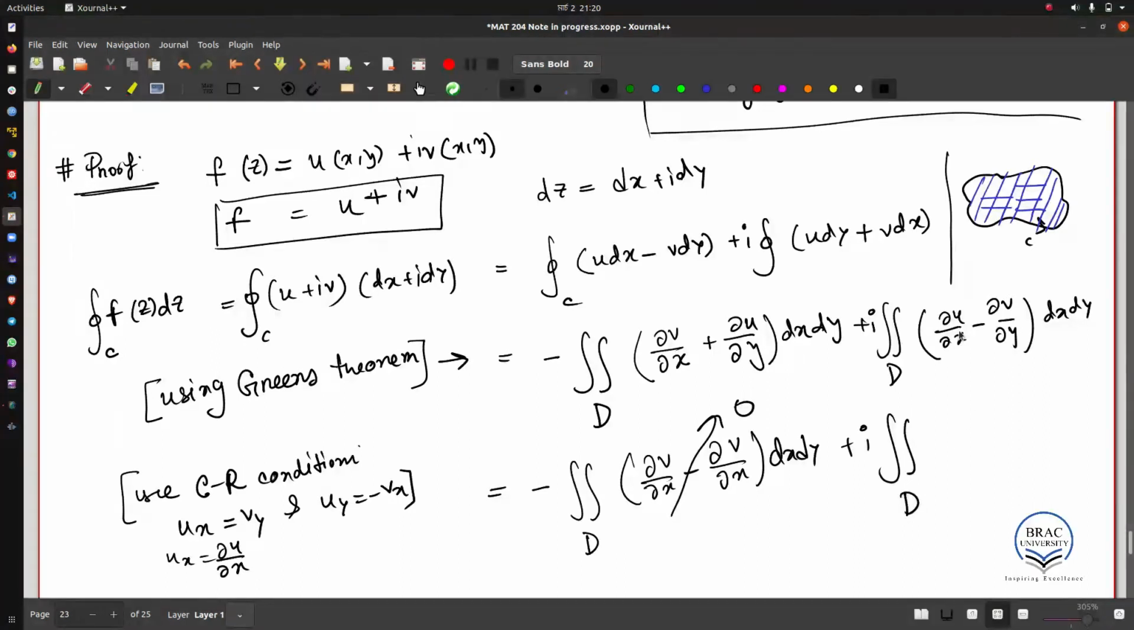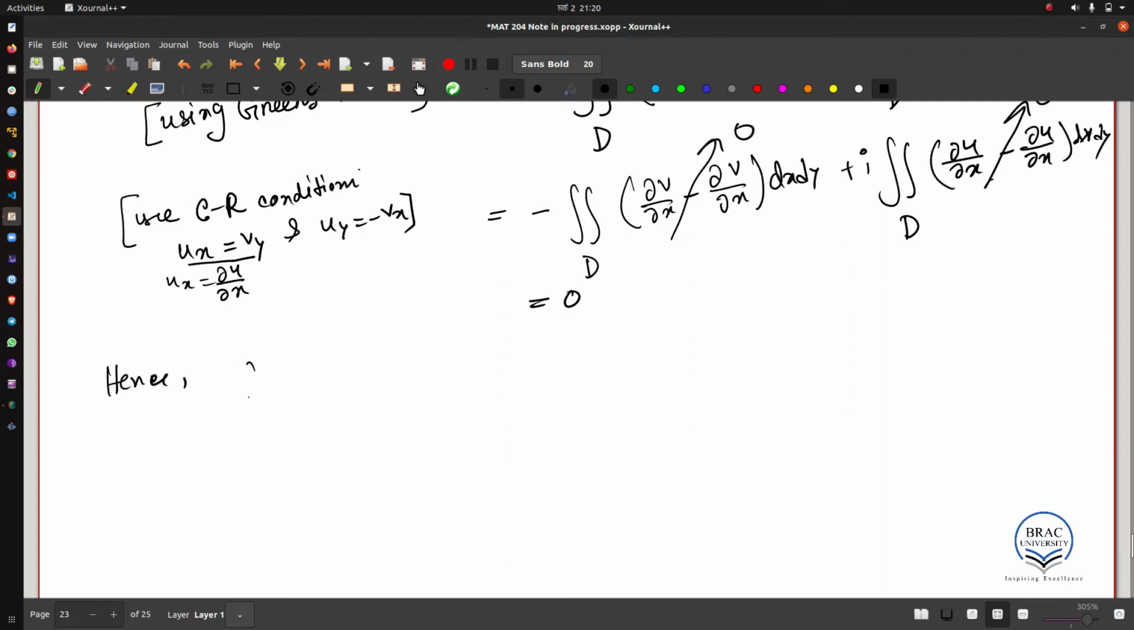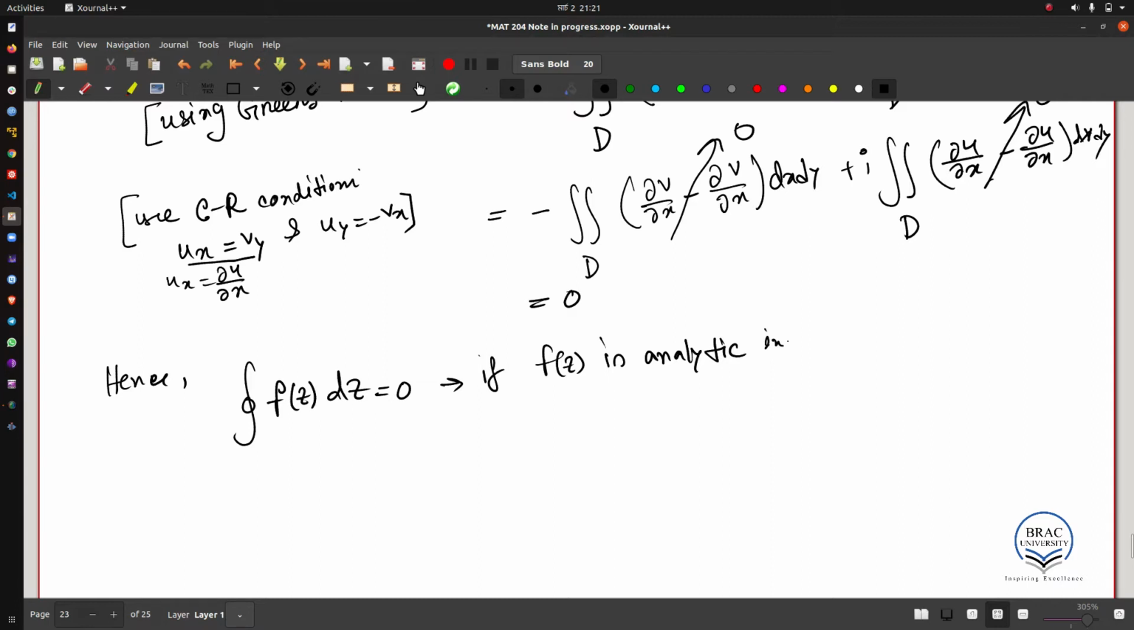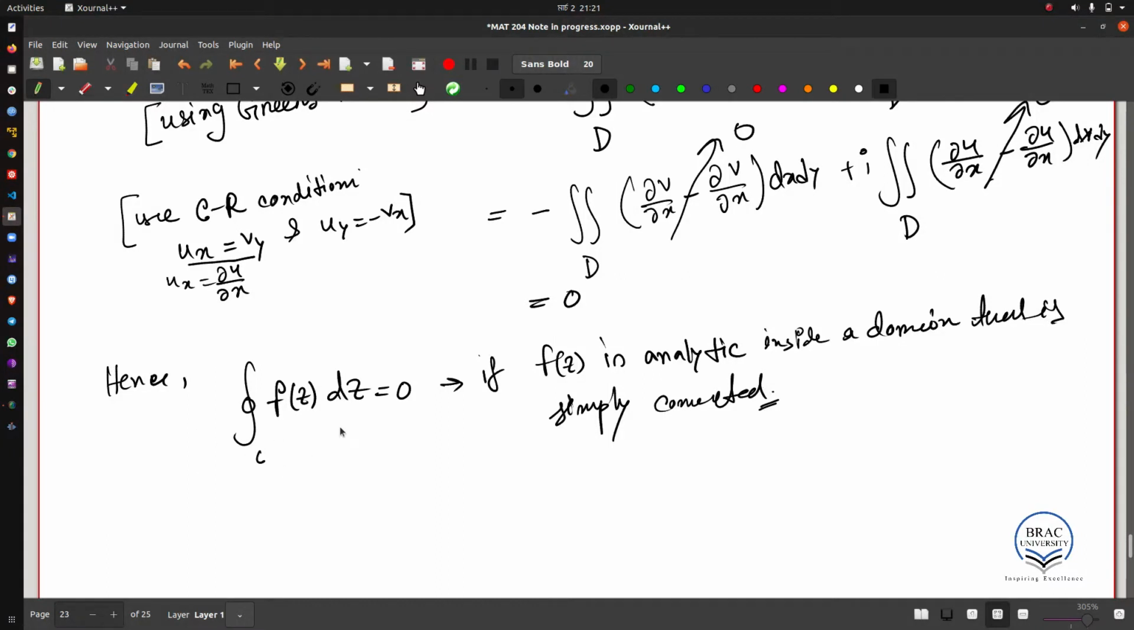And the imaginary part, let's see what happens with it. ux, the partial derivative of u with respect to x, equals the partial derivative of v with respect to y, right? So ux equals vy. That means using this condition we can also see that this goes to 0, because if I substitute it, this would be just this dx dy. This also goes to 0, so this is equal to 0. Hence we can tell, or we prove, that this is equal to 0 if f of z is analytic inside a domain that is simply connected, and inside the domain we have a simple closed contour on which we are evaluating this integral.